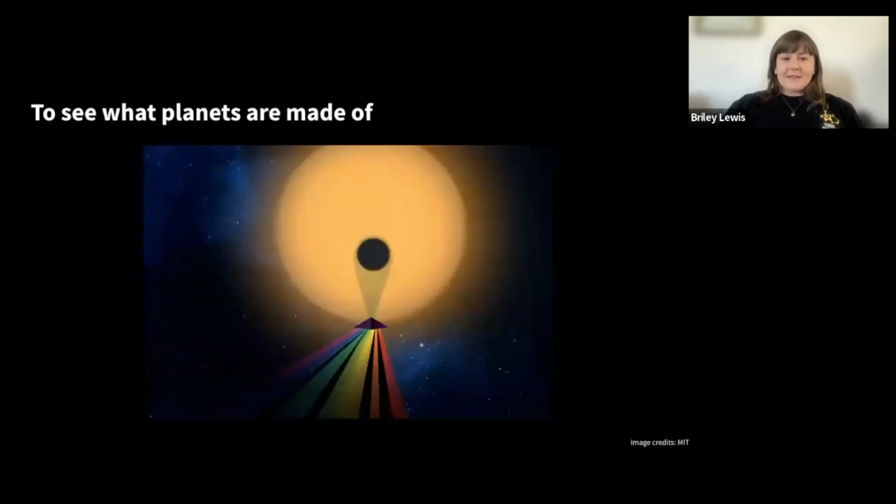And the other thing is we want to see what planets are made of. So there's a couple ways of getting spectra, which can tell us about composition. And one of those is by doing direct imaging, where you're actually getting light from the planet itself. The spectra we can get from direct imaging can tell us about what the atmosphere is made of and more. And as this technology improves, it's what we hope will be able to tell us about habitability and signs of life on other planets.